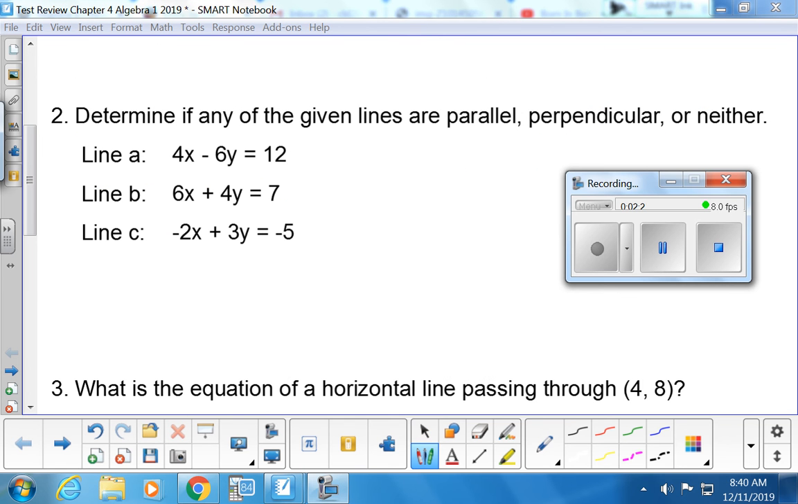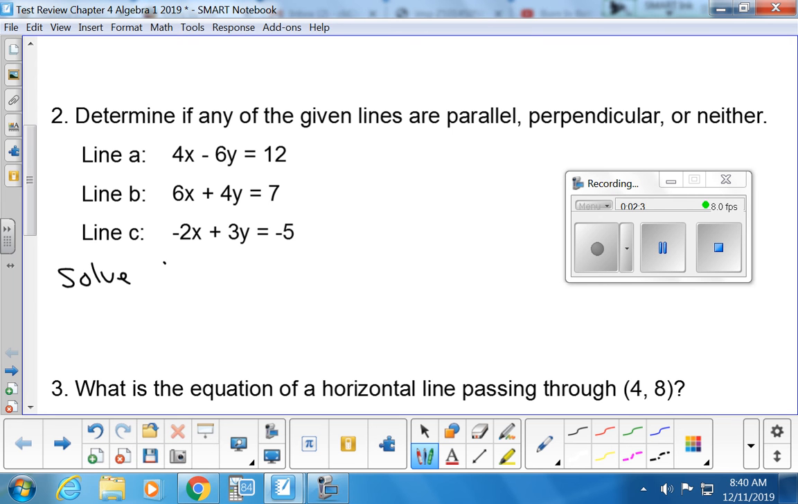Okay, number 2. I want you guys, with your partners that you have chosen, to find the slope of every single one of these lines. How are you going to do that? Solve for y. So I'll be walking around. I want every single person solving all 3 of these for y. That's how you'll find your slope.